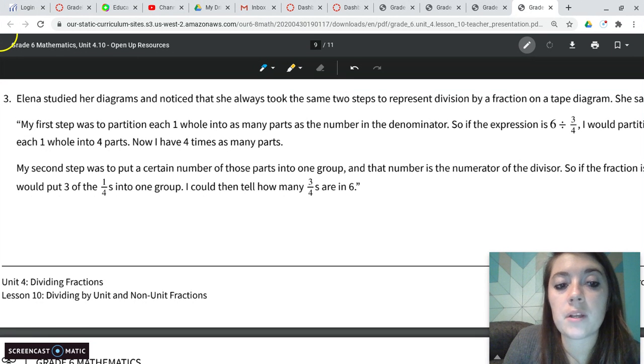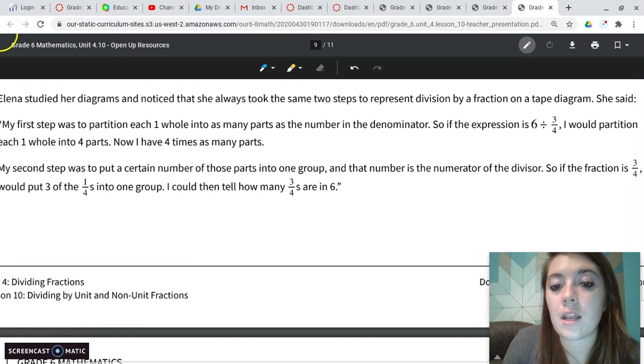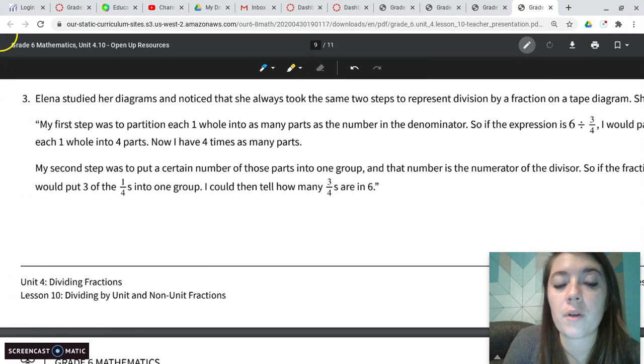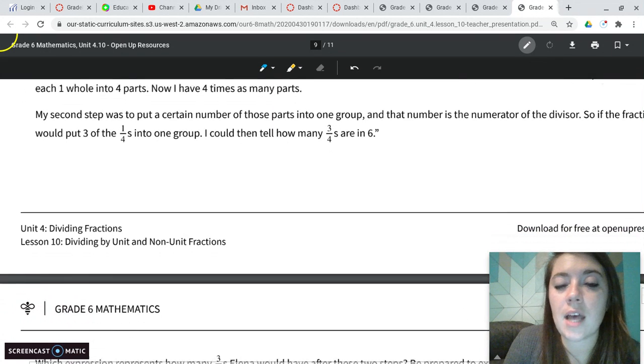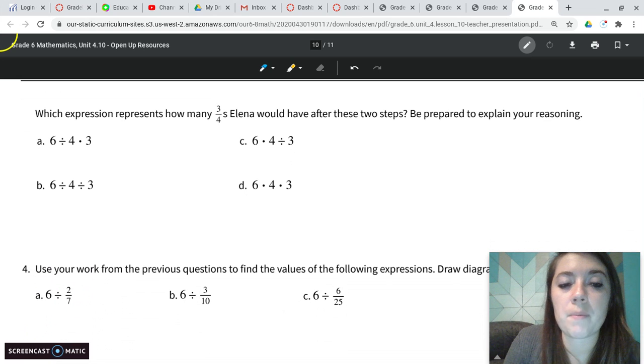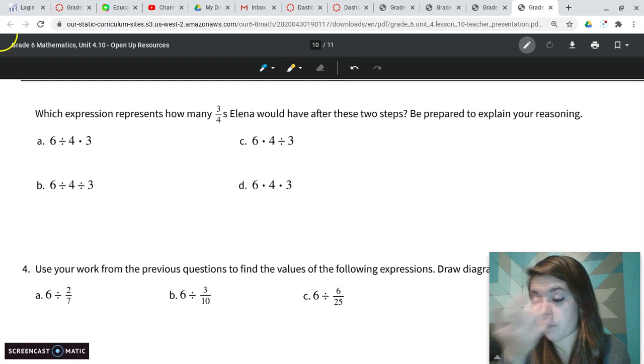My next step was to put a certain number of those parts in one group, and that number is the numerator of the divisor. So if the fraction is 3/4, I would put 3 of the 1/4 into one group. I could then tell how many 3/4 are in 6. Which expression represents how many 3/4 Elena would have after these 2 steps? Be prepared to explain your reasoning.